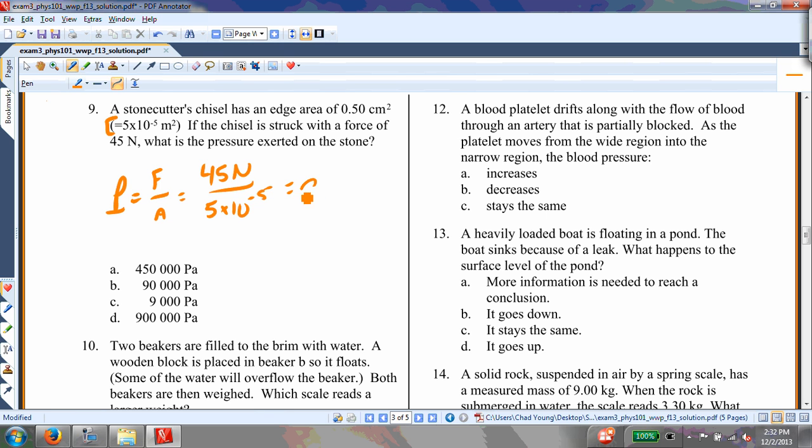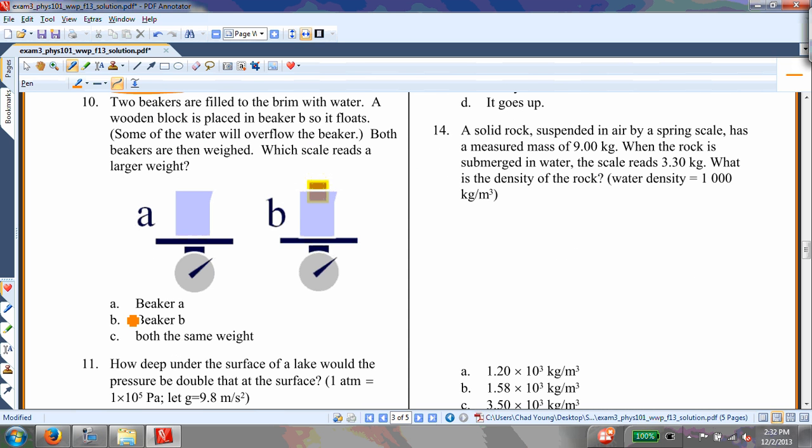Which is going to be 900,000 newtons per square meter, or pascals. For D, 2 beakers are filled to the brim with water. A wooden block is placed in beaker B so it floats. That means some of the water is going to overflow the beaker. Both beakers are then weighed. Which shall read the larger weight?